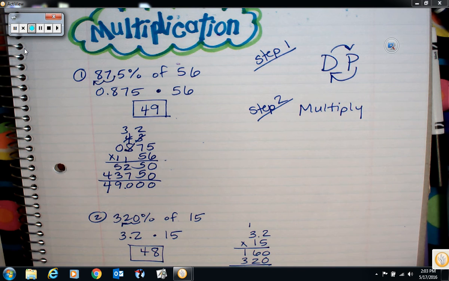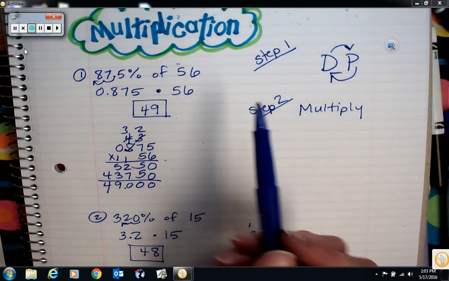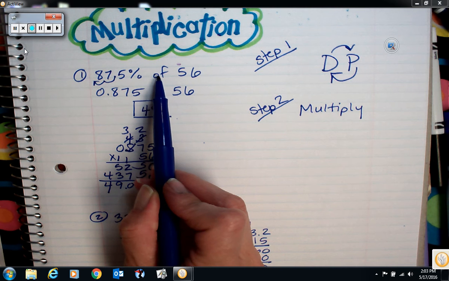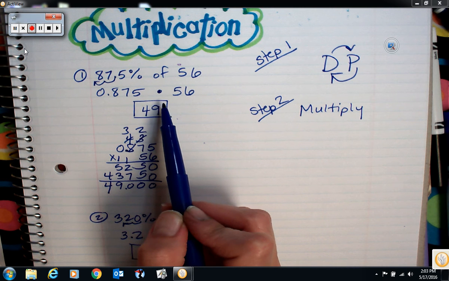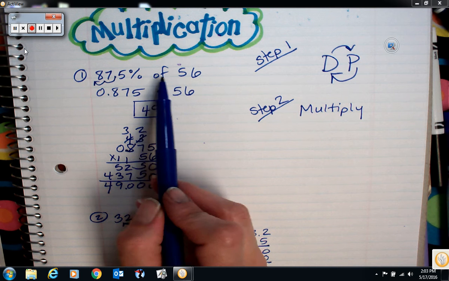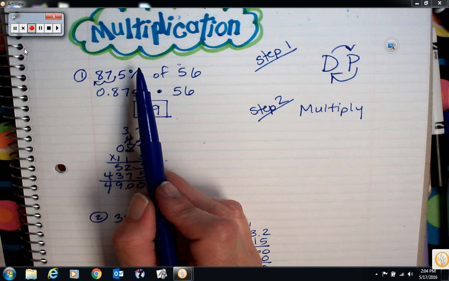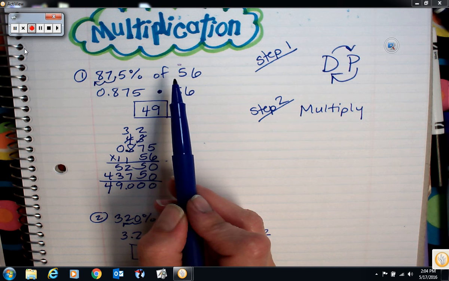Okay, our second method we're going to talk about today is multiplication. So the multiplication method, remember my of means to multiply. So I can replace the word of with the multiplication symbol. And then I can't multiply this number times 87 5/10% because that percent really means per 100. So it's a decimal or a fraction equivalent.